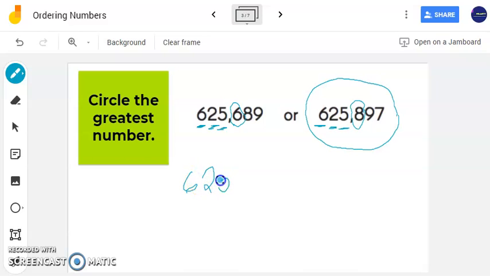I have 625,689 is less than 625,897. And notice here that less than sign is eating the larger number, if you want to think of it as like an alligator Pac-Man sign, as I'm sure you've done in 3rd and 4th grade. It's always eating the larger number.